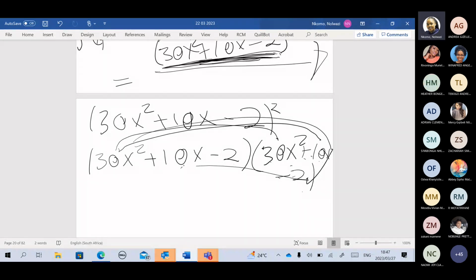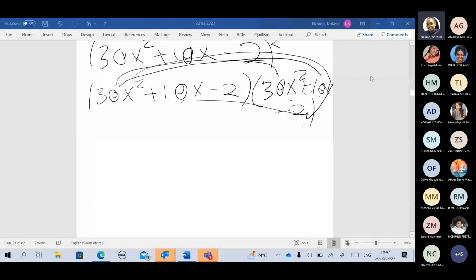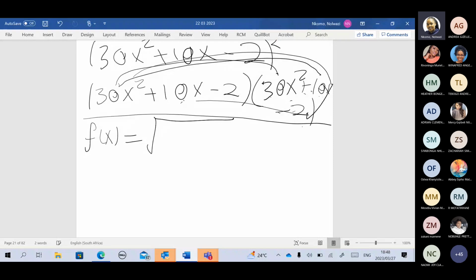Okay, let's do one more example here. Do we still have time? Yes. Okay. Suppose we are given f of x is the square root of 30x squared plus 10x minus 2, right? And remember on our last class, we said we can write a function like this as 30x squared plus 10x minus 2 to the power a half. So this is our new f of x, right?